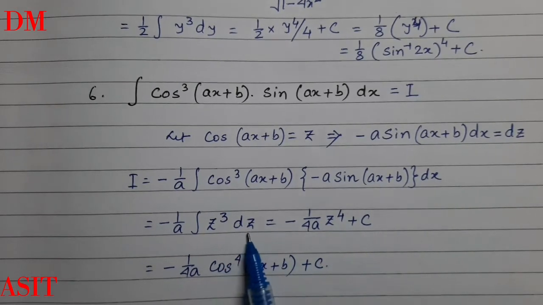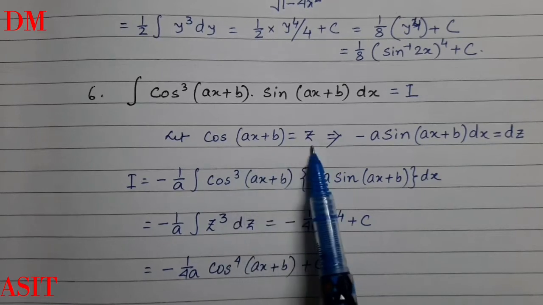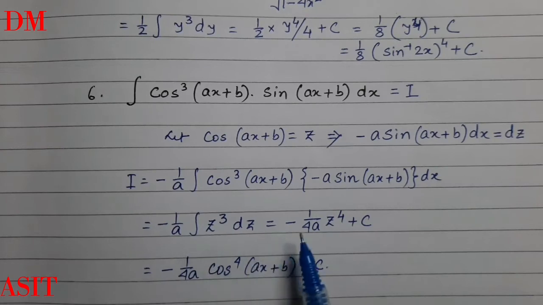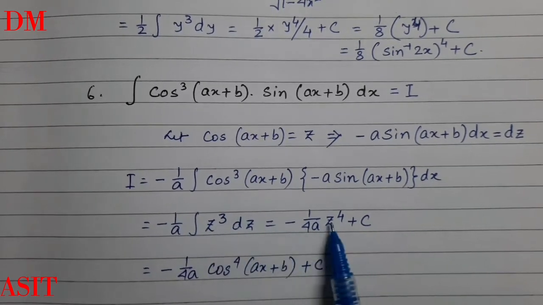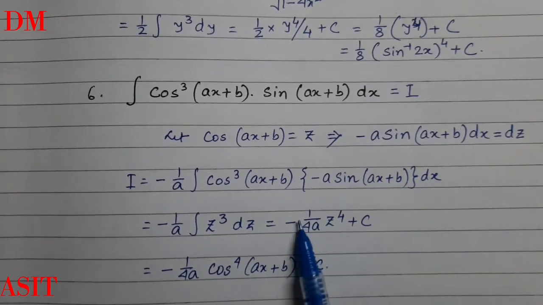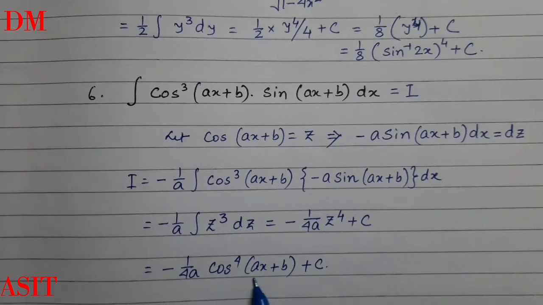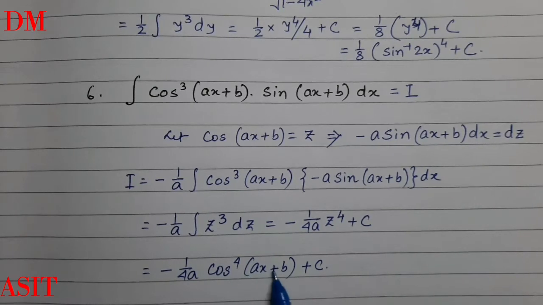So this is dz, and this will become z cube, since cos ax plus b is z, so cos cube will be z cube. So this will be 1 by a, which is already there. Now z cube's integration is z to the power 4 by 4, so minus 1 by 4 z to the power 4, and now replace the value of z here. The value of z is cos of ax plus b, so cos of ax plus b whole to the power 4 will be cos to the power 4 ax plus b plus c.